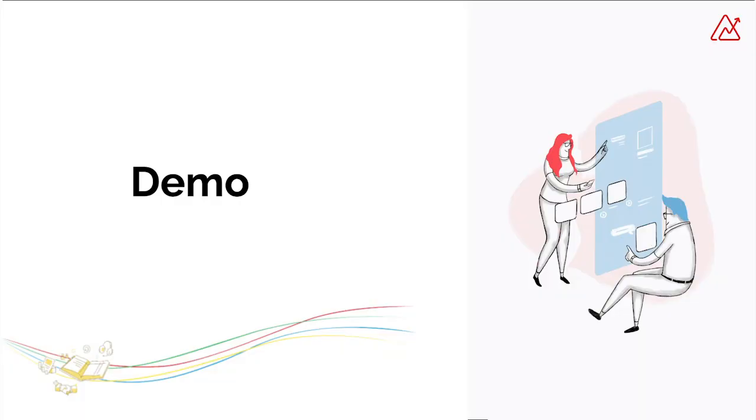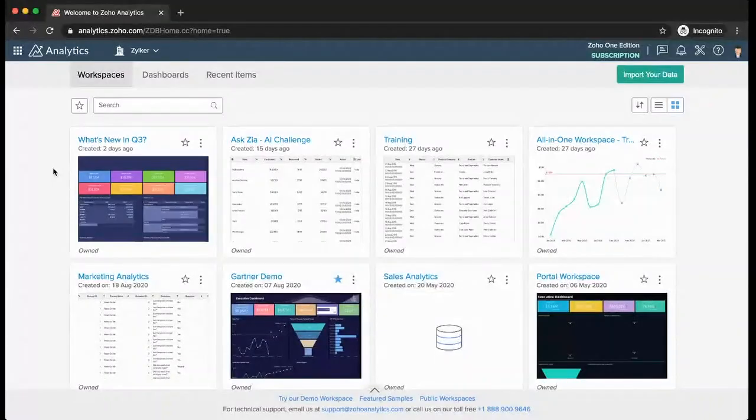All right, so I'm going to show you how this looks in Zoho Analytics. To integrate your Sage account with Zoho Analytics account, the first thing you're going to do is to import your data from Sage. How do you do that? Just click on the import your data button on the top right hand side corner.